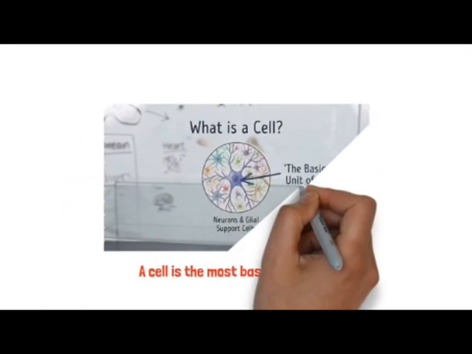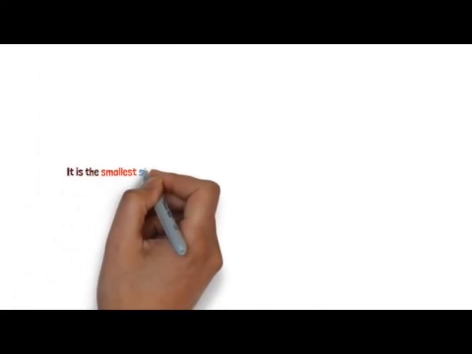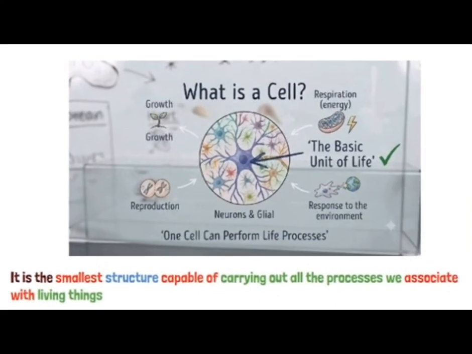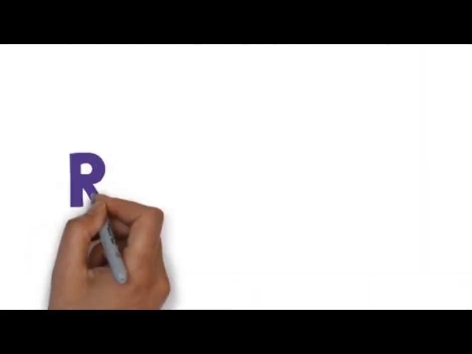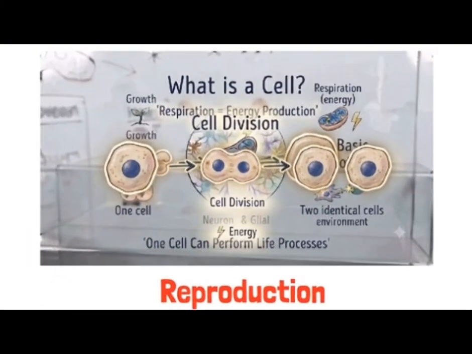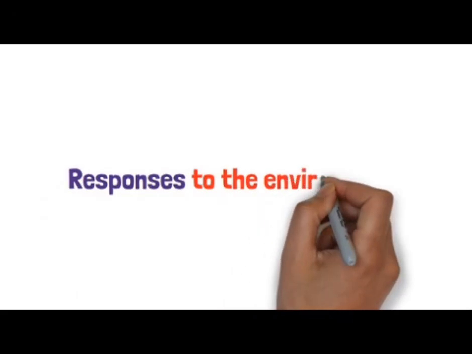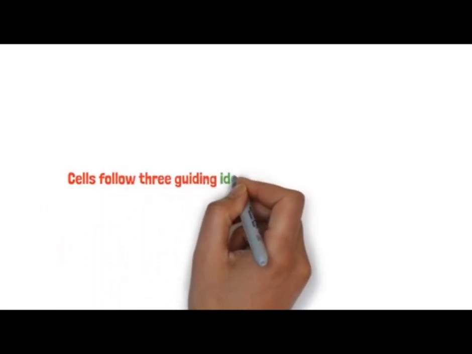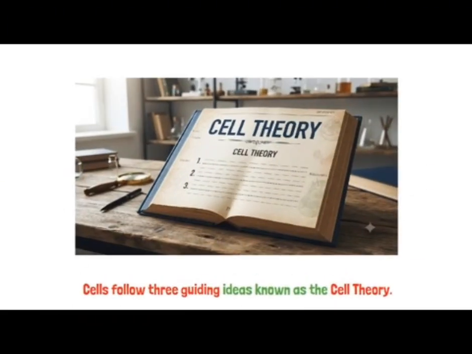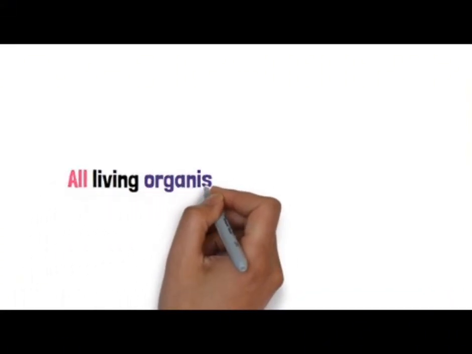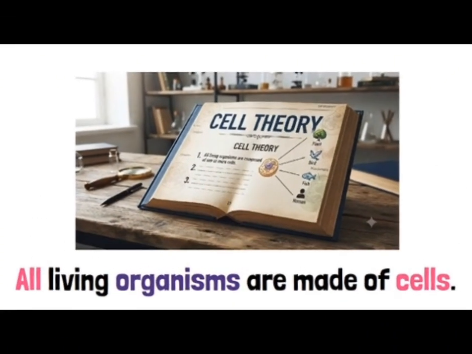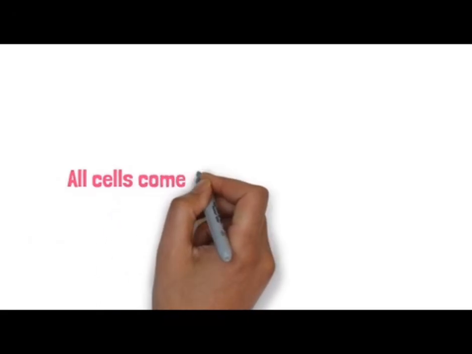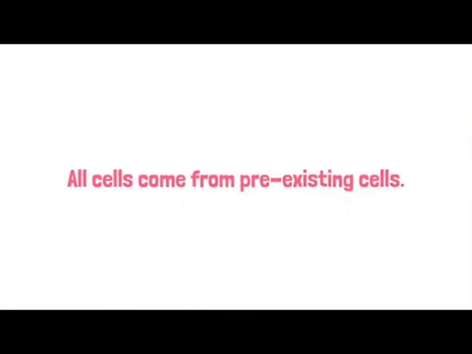A cell is the most basic unit of life. It is the smallest structure capable of carrying out all the processes we associate with living things: growth, respiration, reproduction, and responses to the environment. Cells follow three guiding ideas, known as the cell theory. All living organisms are made of cells. The cell is the basic building block of life, and all cells come from pre-existing cells.